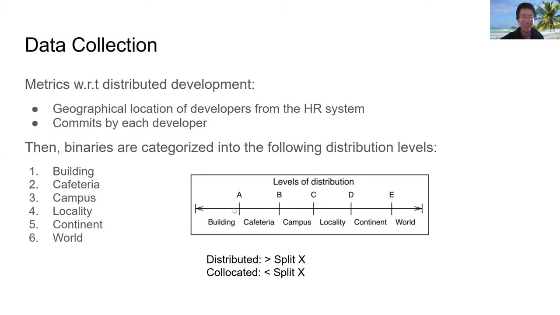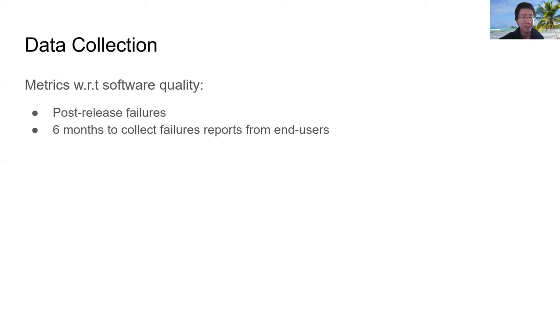So for levels less than A, like for building, they treat them as developed by co-located teams. And for levels greater than A, they think the binary is developed by distributed teams. And then for software quality, they collect post-release failures within 6 months after Windows Vista is released.